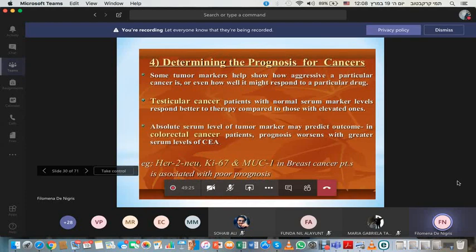We can use a serum marker. For example, here I indicate we can use mucin 1, Ki67, HER2 for breast cancer. These markers all together can give us a good indication about the prognosis of patients.